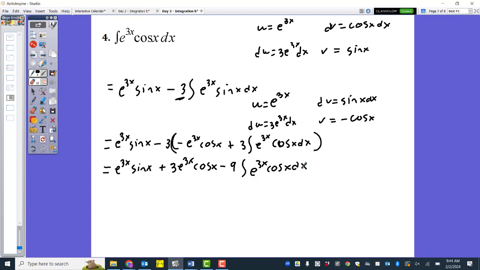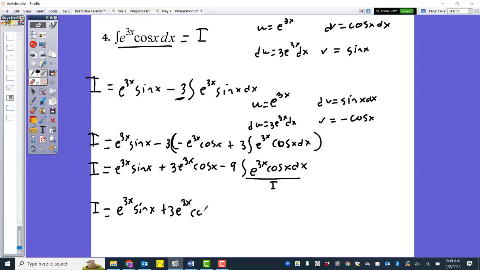Now, if you've noticed it, this is the exact same thing we started with. So it's just going to be repetitive if we keep doing it over and over. So let's label this I. What we've been solving for every step of the way so far is I. Well, that means we can replace this right here with I. So we have I equals e to the 3x sine x plus 3e to the 3x cosine x minus 9I.